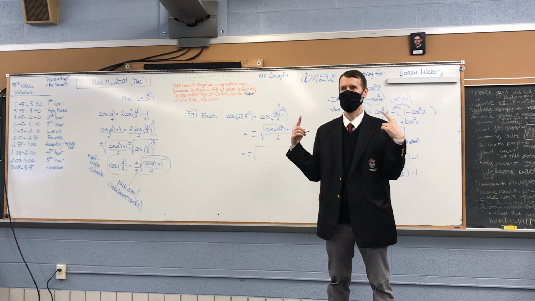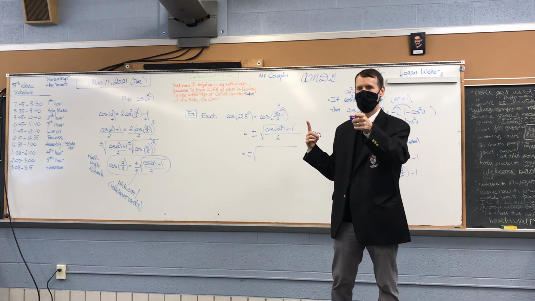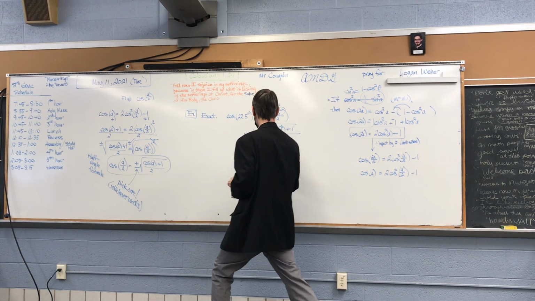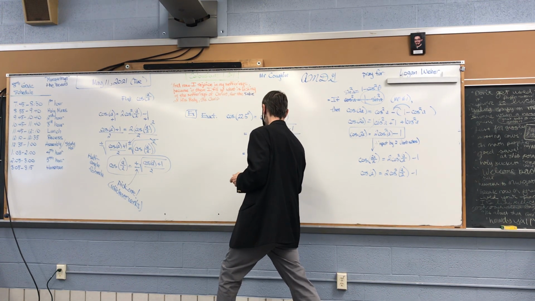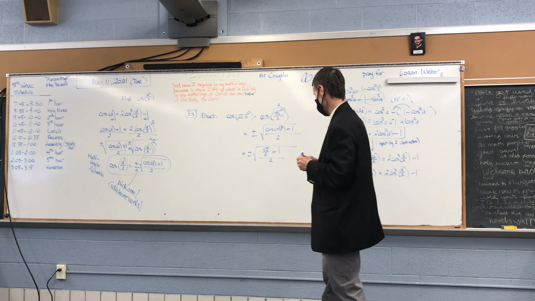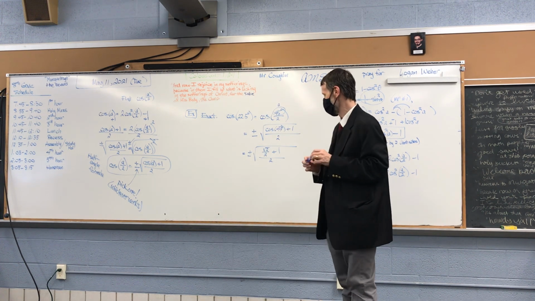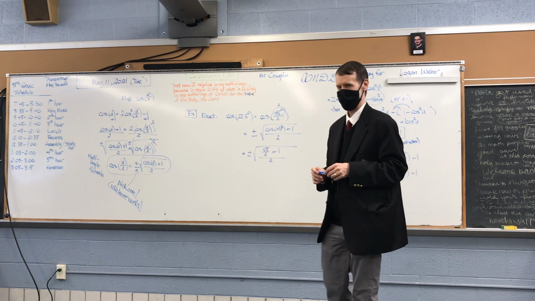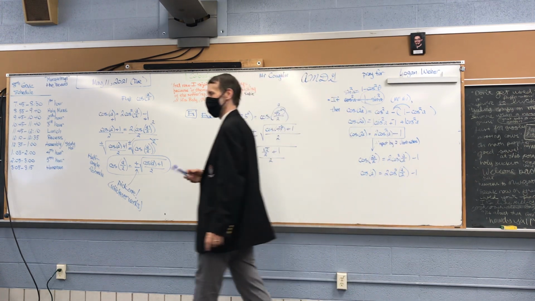Off the top of your head. Yeah, radical 2 over 2. It's radical 2 over 2, plus 1, all divided by 2. Now that's kind of exciting. Fractions inside fractions are not considered fun. Can anybody simplify that, please?